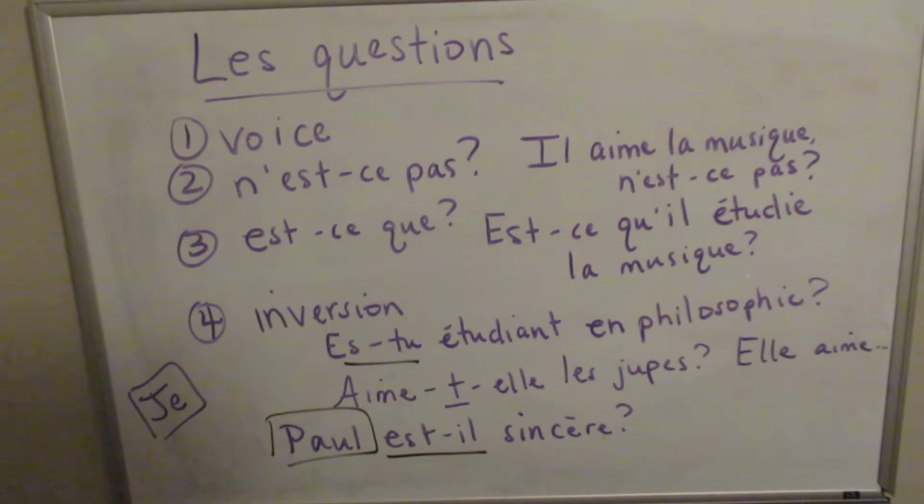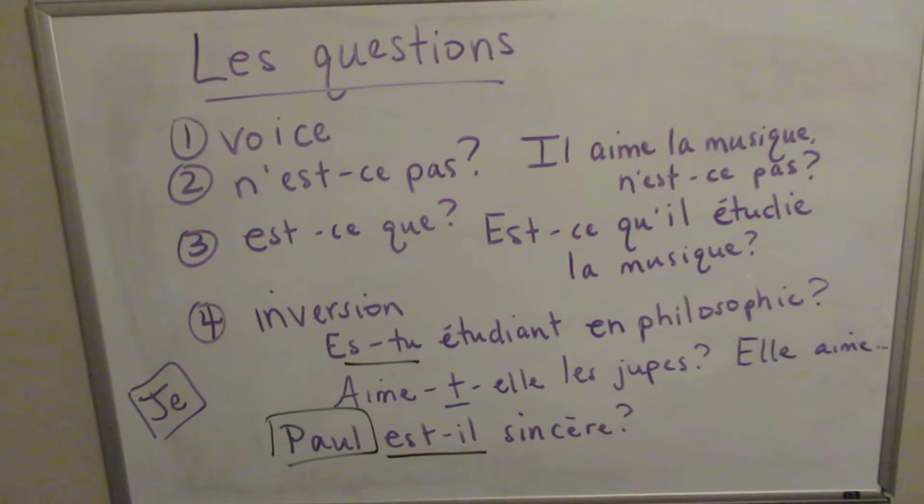We can simply ask, instead of saying, vous ne parlez pas anglais, right? I'm just saying that. But I can ask the question just by changing the inflection in my voice. Vous ne parlez pas anglais? And so I'm going up at the end, and you can hear that, and that automatically tells my listener that it is a question. The next thing that we can do, number 2, is add the little phrase, n'est-ce pas?